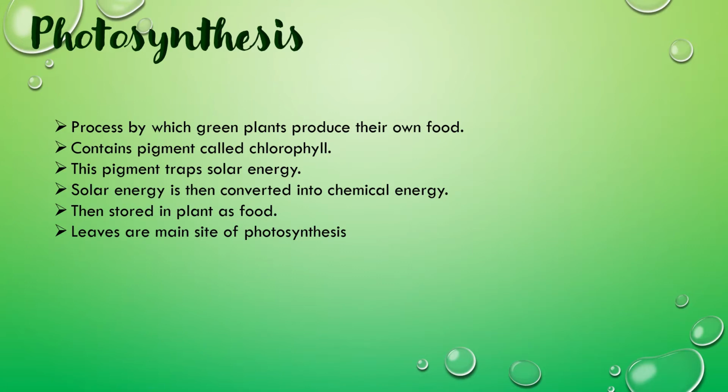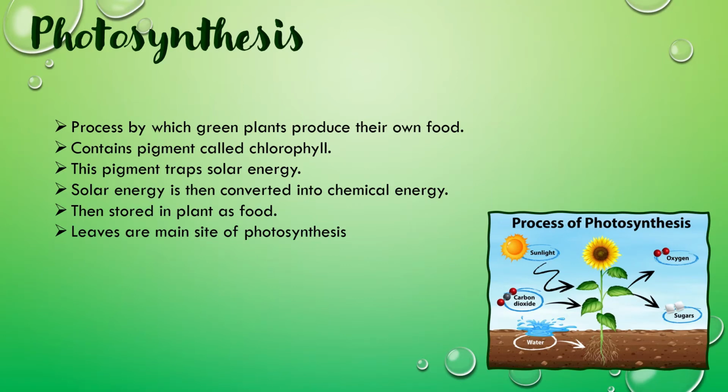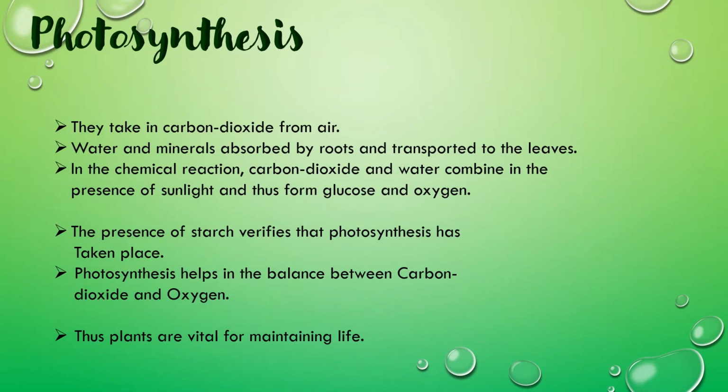This chlorophyll pigment traps solar energy from the sunlight. The solar energy is then converted into chemical energy, because solar energy cannot be directly consumed by the plants. It is then stored as food in the plants in various parts like leaf, flower, fruit, stem, root and more. The leaves are the main sites of photosynthesis. Let's get deeper into photosynthesis.